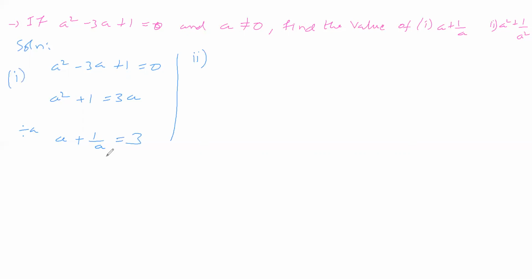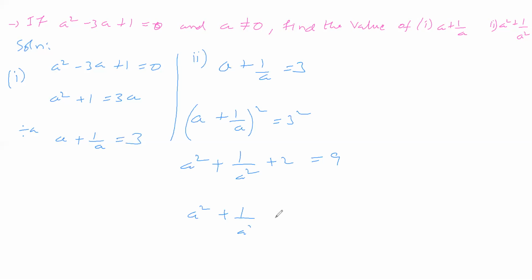Take the first subdivision result, a plus 1 by a is equal to 3, and square on both sides. So a plus 1 by a whole square is equal to 3 square. Expanding it, a square, 1 by a square, and multiplying these two with 2, so plus 2, is equal to 9. So a square plus 1 by a square is equal to 7. So we'll go to the next question.